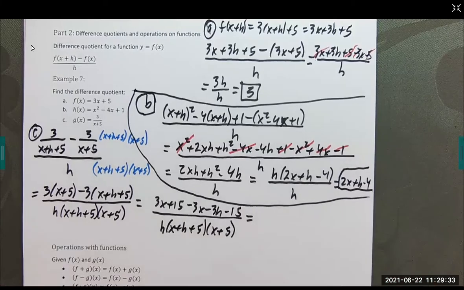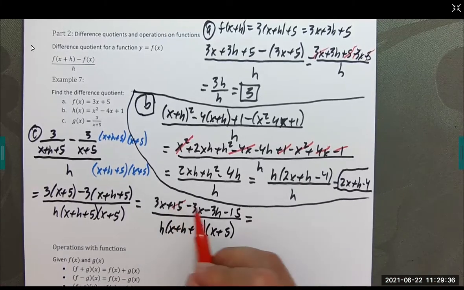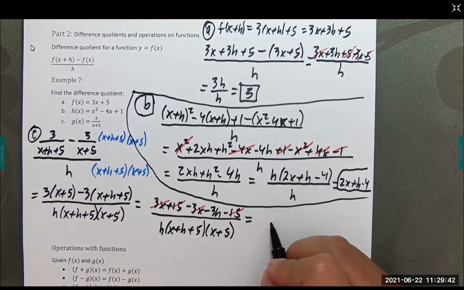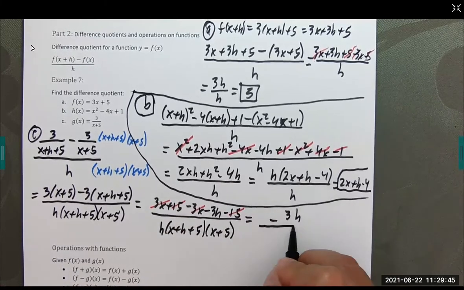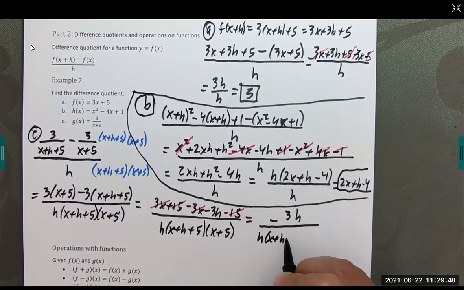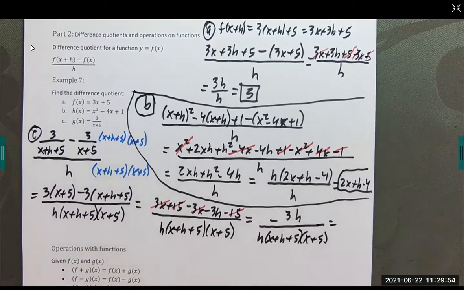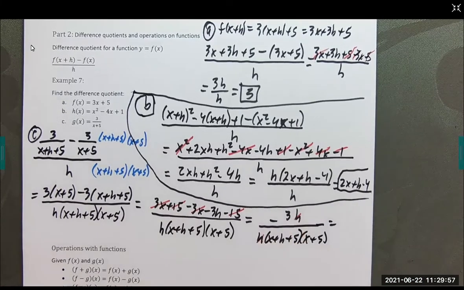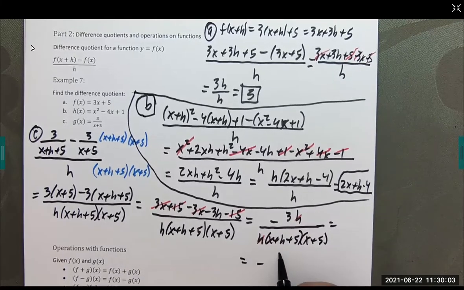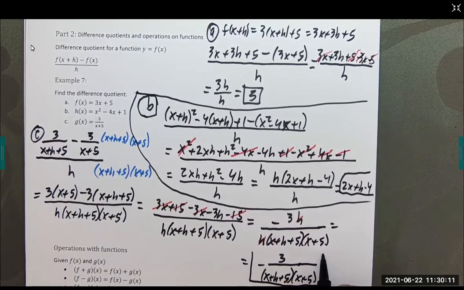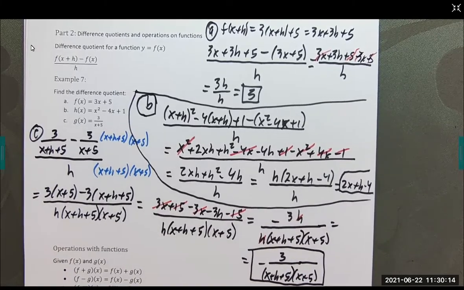And I'm going to notice 15 minus 15 is gone. 3x minus 3x is gone. We're left with a negative 3h divided by h times x plus h plus 5. And you'll notice, finally, our h goes away. And I'm going to have to write that here. Negative 3 over x plus h plus 5 times x plus 5. Whew, crazy, I know.